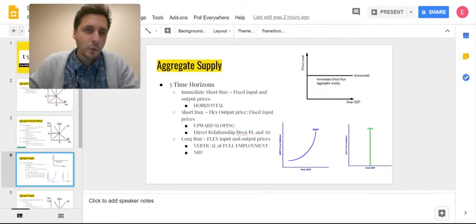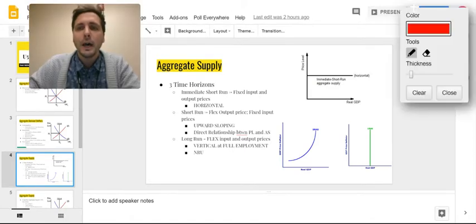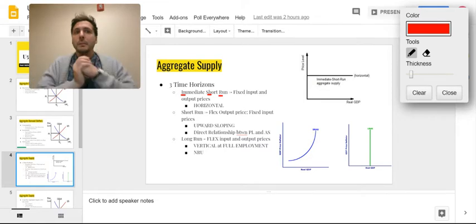Aggregate supply. Okay, aggregate supply, three time horizons. Very important that you know the three time horizons. It's not just one, it's three different curves. In the first time horizon, we call the immediate short run. Sorry, I just completely blocked that out. The immediate short run. Immediate short run is in a very limited amount of time.